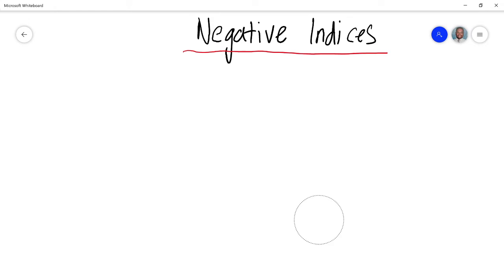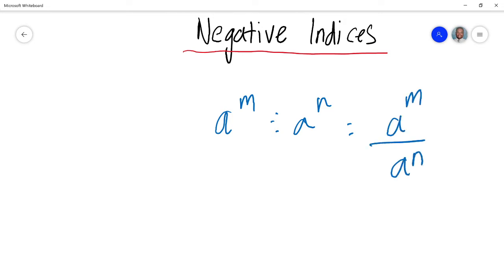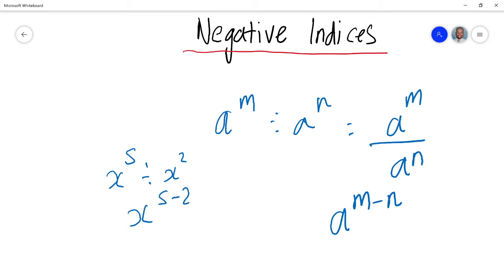The next rule was the division or subtraction rule, which is the opposite. Suppose you had a to the power m divided by a to the power n. That's the same as a to the power m over a to the power n, which is the same as a to the power m minus n. A simple example, let's say you had x to the power 5 divided by x to the power 2. That's the same as x to the power 5 minus 2, which is x to the power 3. So that was the division rule.